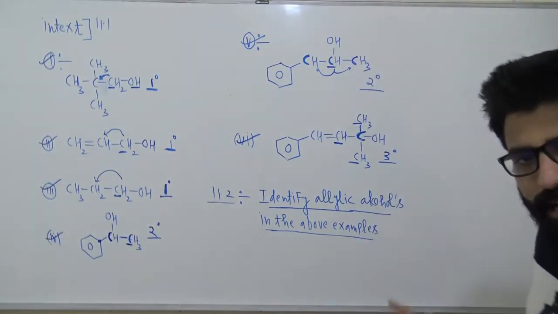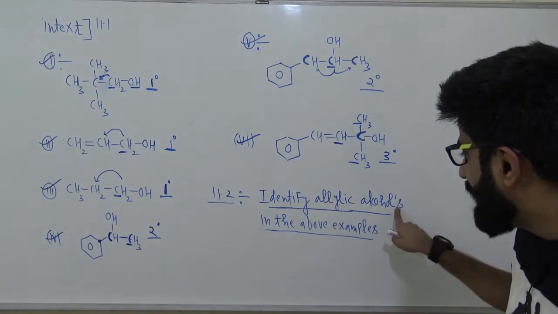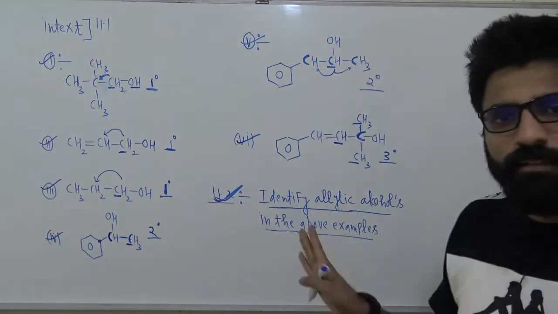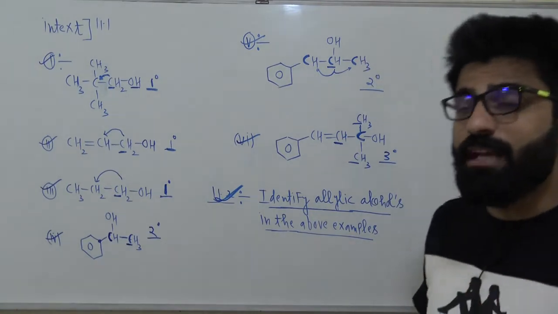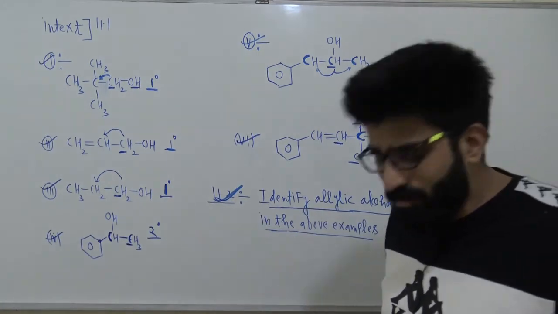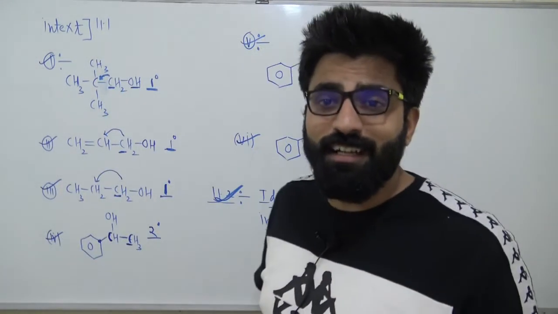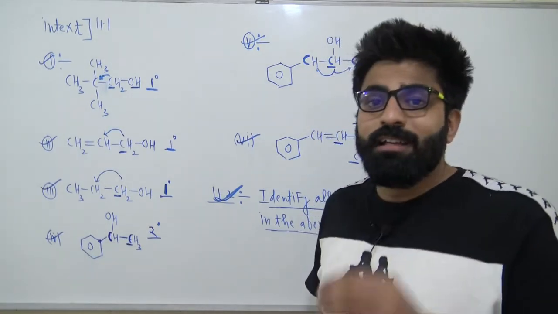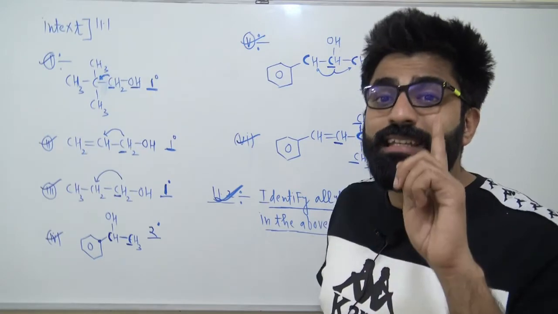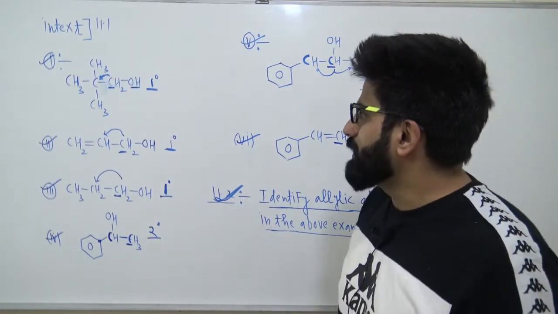Now in the in-text question, the second part of this question is to identify allylic alcohol in the above examples, right? Degree we have done, but at the same time they're asking you to identify which of the following alcohols are allylic alcohol. Then you're like, sir, can we do it? My answer is yes, we have already done that. What is allylic alcohol? The alcohol in which OH is attached to sp3 carbon next to C double bond C, that is your allylic alcohol. So we have to apply that.